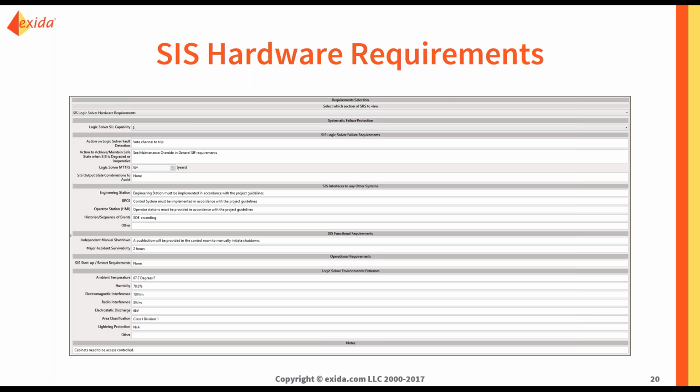What's nice about this template is it's almost a checklist. You should be recognizing many of these inputs from the standard and or the summary I just gave you on the requirements. And so if you have, for instance, SIS output state combinations to avoid, we've simply put in none. But at least in the report, it shows that you have considered this. So by using this template, you have a consistent way to fill out the SRS. No matter who's doing it, no matter what your system, you will hit each of the requirements.